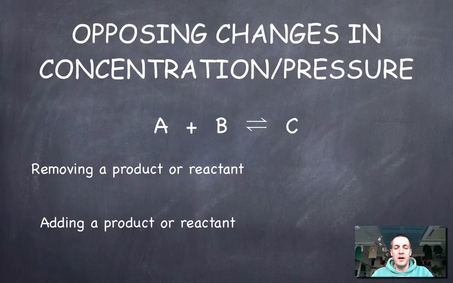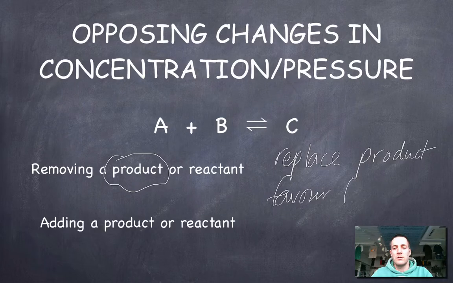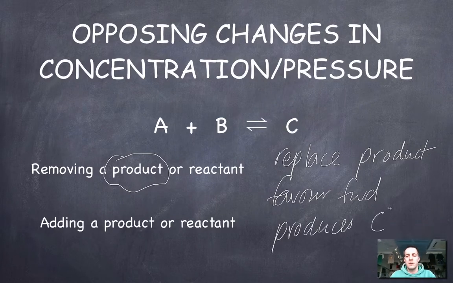Now, if I remove a product or a reactant, okay, let's go for the product, and say, what will the system try and do? It will try and replace the product, because remember, it's trying to do the opposite of what I'm imposing on it. So it will have to replace the product. How will it replace the product? Well, the product is here, so it would have to favour the forward reaction. Why would it have to favour the forward reaction? Because this produces C, which is our product. Okay, so again, I'm following the routine here.